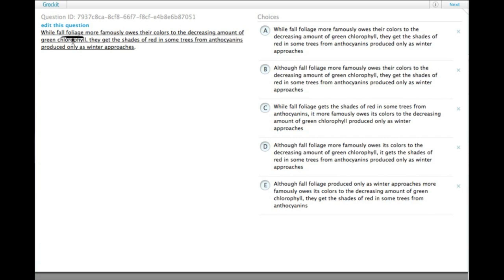they. Foliage is the kind of mass word for all the leaves on the tree. So even though it refers to a large group of leaves, it's still not a they, it's an it. So we can get rid of the they answer choices, which are A, B, and E. So now between C and D, let's see what we find.